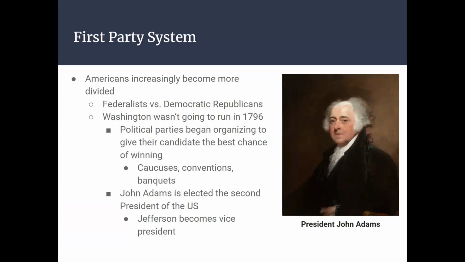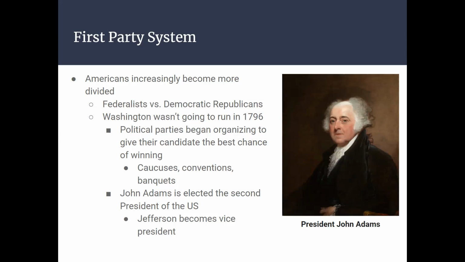Americans are more and more divided, especially the politicians. The Federalists and the Democratic Republicans are becoming more and more like a political party. Before this time period, it was just generally people who agreed with each other, but now they're becoming more organized. And in 1796, President Washington decides he's not going to run again. These two political parties begin organizing to figure out who's going to run for president, how can we get them to win the election. And so they begin having banquets and organizations and meetings to try to get people to like their person.